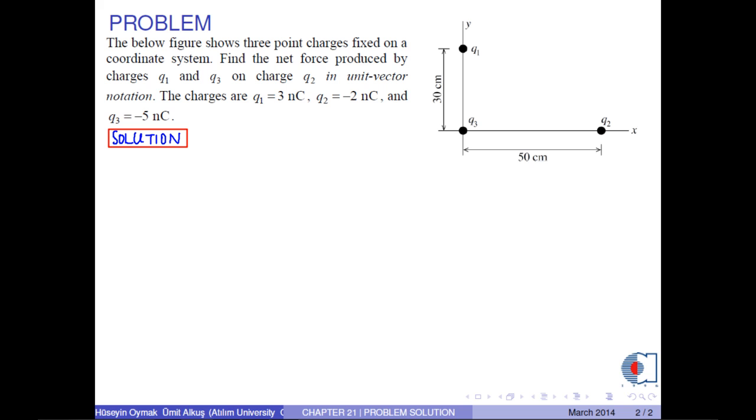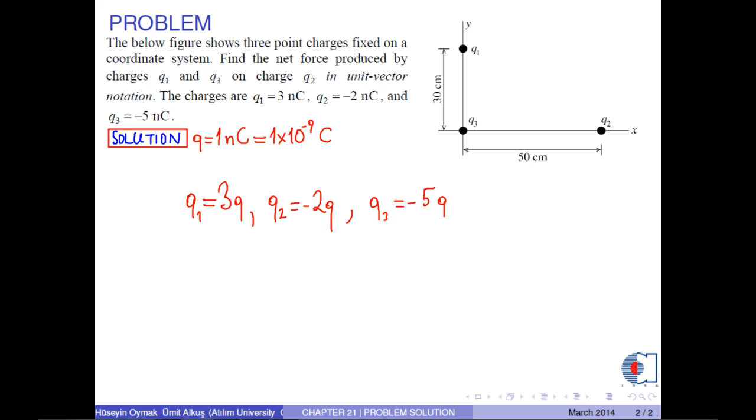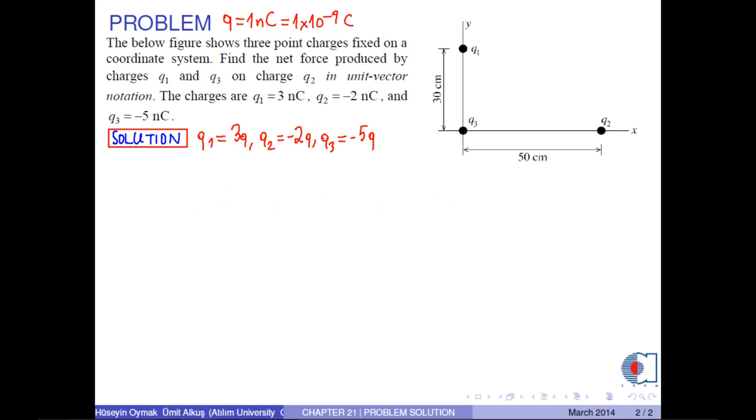First, for the symbolic solution, let us call 1 nanocoulomb Q, which is 1 times 10 to the negative 9 coulombs. Q1 is 3 nanocoulombs, so it is 3Q. Q2 is negative 2 nanocoulombs, so it is negative 2Q. And Q3 is negative 5 nanocoulombs, so it is negative 5Q. Also, let us call 10 centimeters R. In SI units, it is 0.1 meters.